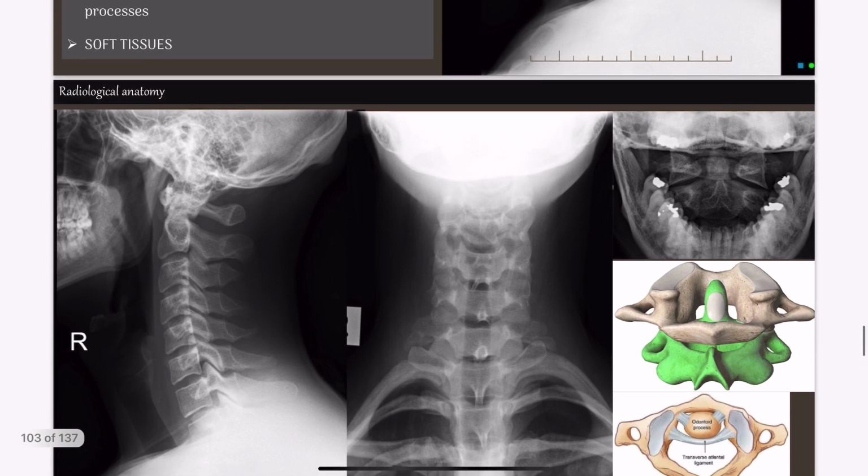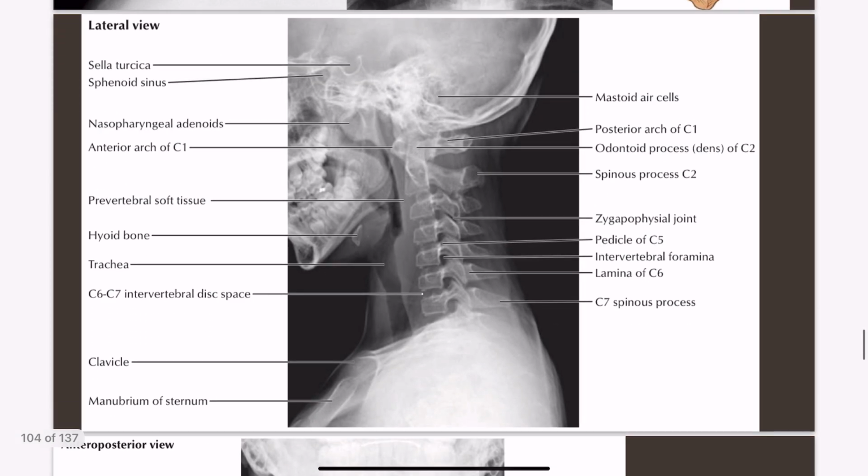Regarding the radiological anatomy, we will see the specific parts in the lateral view of the X-ray. From the top we can see the sella turcica and the sphenoid sinus near to it. Radiologically it is really near. We will be able to access it intranasally for any surgery in the sella turcica. The mastoid cells are over here, and this is the occipital bone. Here we can see the spinous processes of all the vertebrae, specifically C1, C2, C3, C4, C5, C6, C7, and the C2 is the most prominent of the cervical vertebrae.